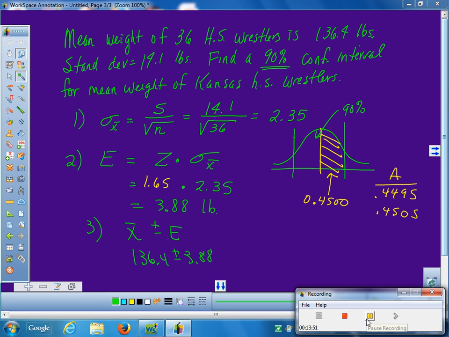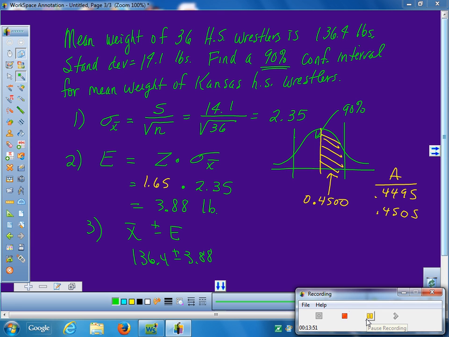The Z-score was based on using 0.45 out of column A, multiplied by the standard error. You have to make this make sense. It's simple if you process what the symbols mean. You have a mean. You're saying there's 3.88 pounds of error on either side of the mean. So literally, they want you to put 3.88 on either side of 106.4. You have to get a range of answers.